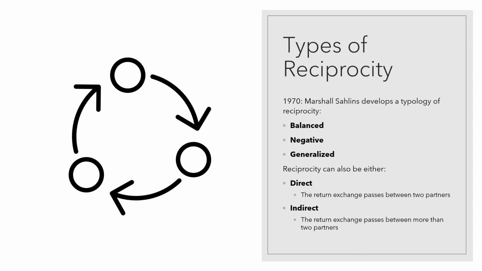Now, in 1970, the anthropologist Marshall Sahlins wrote a book called Stone Age Economics, and in it he develops a typology for reciprocity. I'll go into more detail about each of these three in a minute, but they are balanced, negative, and generalized. And before we go on, it's also important to remember that reciprocity can be either direct, in other words, the exchange is passing between two people. I give you something, you give me something. But it can also be indirect. I give you something, you give somebody else another thing, and that person gives me something. So that's indirect.